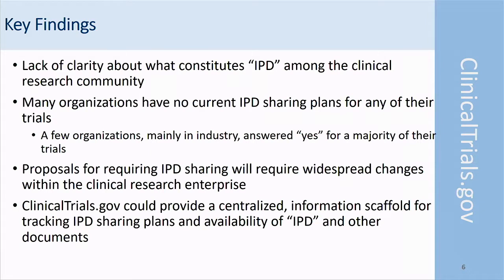So the key findings from that little study are that there seems to be a lack of clarity about what constitutes IPD among the clinical research community. Again, not the research community who comes to this meeting or who publishes in the journals that are probably represented in this room, but the overall research community. Many organizations, I didn't present this data, it's described in the abstract. If you look by organization, many have no current IPD data sharing plans for any of their trials, including most of the industry. So people think, oh, industry is ahead of academia, and that's because there are some companies, more than some, many companies that have data sharing plans, but the vast majority don't have any data sharing plans, at least in terms of how they answer this question.